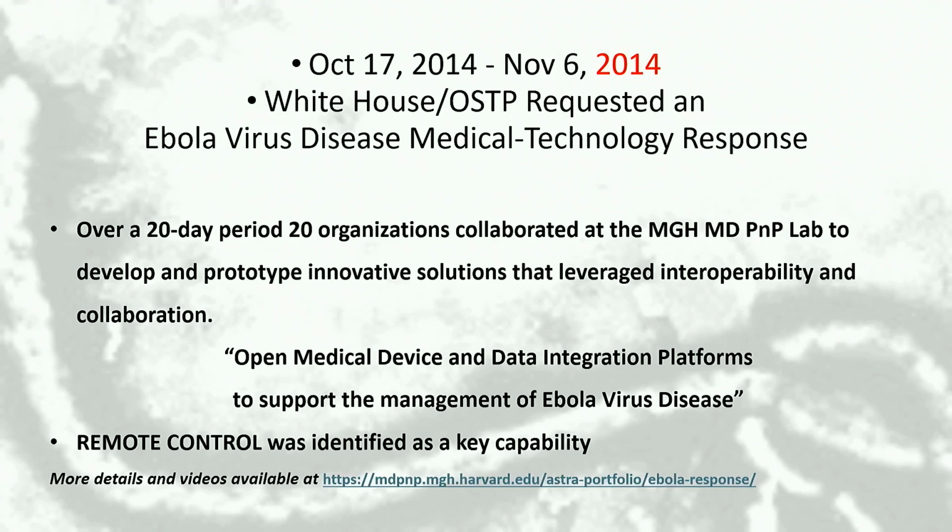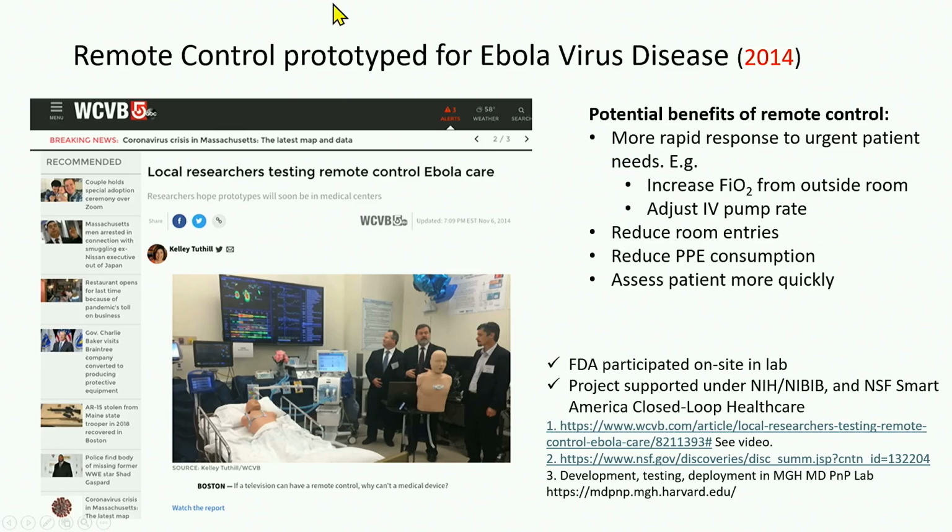Now I'm going to slightly switch gears, and this will all make sense in a moment. In 2014, we were contacted by the White House Office of Science and Technology Policy and said, hey, Ebola virus disease is coming to this shore. What could we do to leverage technology to improve safety? So we held an event supported by the NIH and others, and in 20 days, 20 companies came together. 20 days, 20 companies. So we just talked about a decade where almost nothing happened. And there are events where in 20 days you have 20 organizations, academic organizations and companies. It resulted in prototyping of remote control for Ebola virus disease.